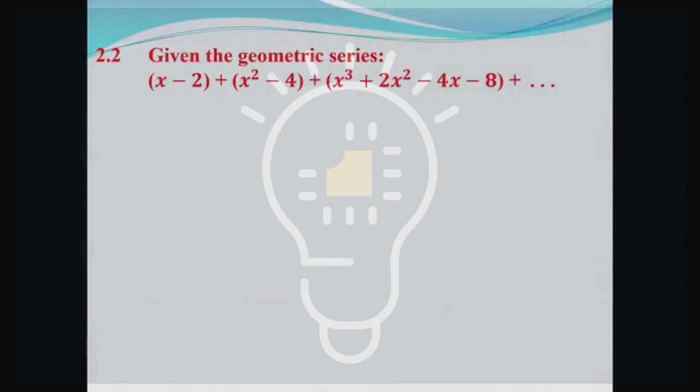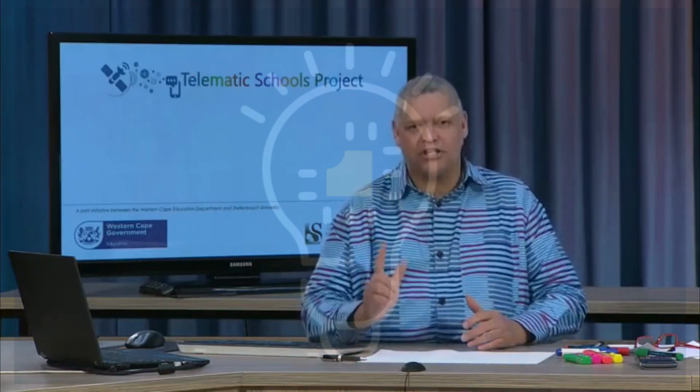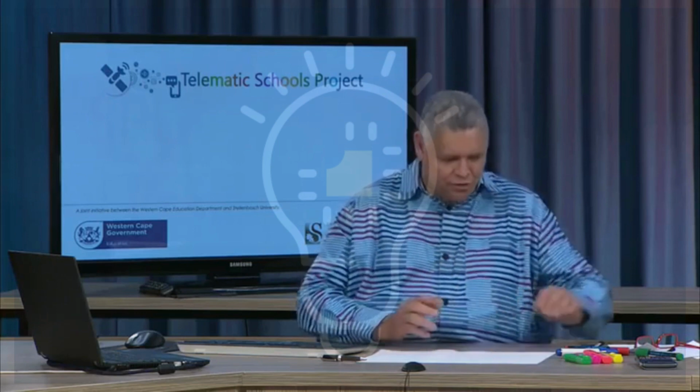Now we are given a situation, x minus 2 plus x squared minus 4 plus, and now we have a cubic expression, x cubed plus 2x squared minus 4x minus 3, cubic polynomial, right? Plus dot, dot, dot. So we're given that geometric series. And now we are asked for 4 marks. Determine the values of x for which the series converges. Very important point. Grade 12s, there's only one condition for a geometric series to converge.